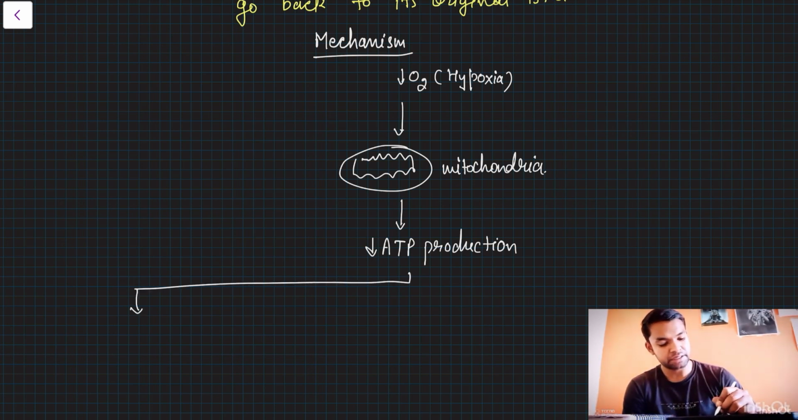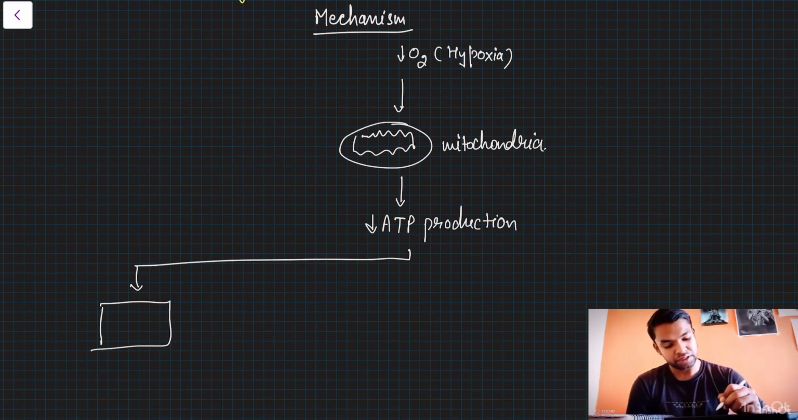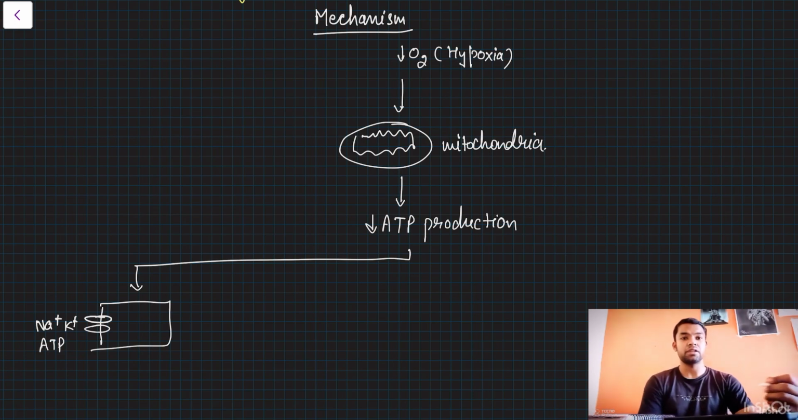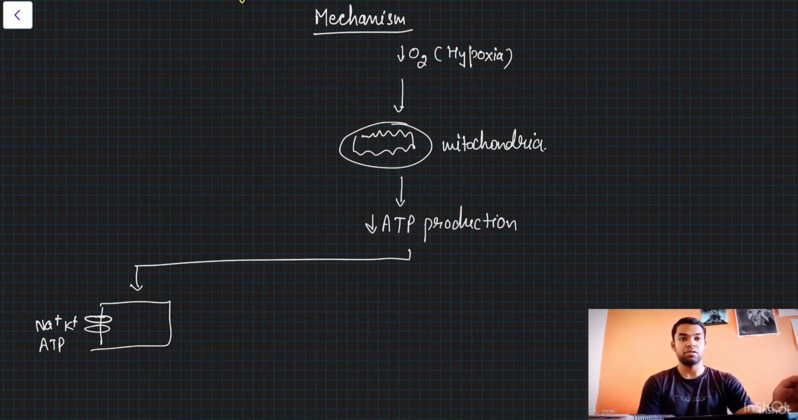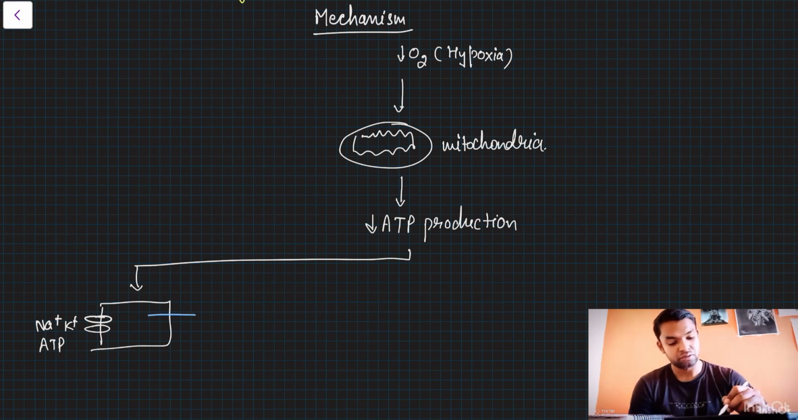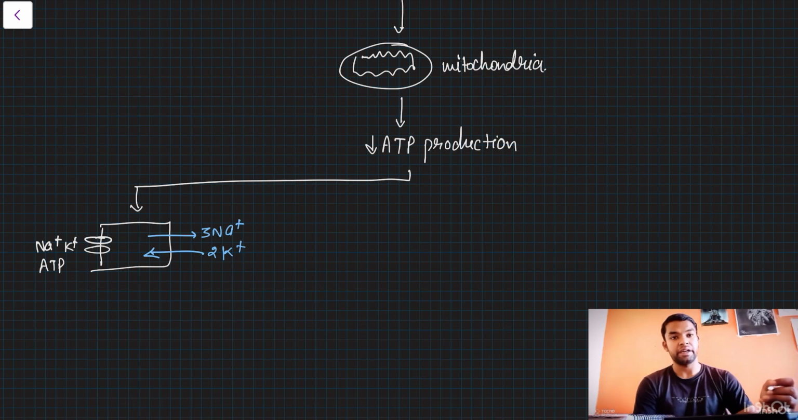The first condition is the sodium potassium ATPase pump. So, this is our sodium potassium ATPase pump. What is the functioning of the sodium potassium ATPase? Basically the functioning depends on the movement of sodium and potassium. It will throw out 3 sodium and take in potassium in exchange. So due to less production of ATP, what will happen? There will be less activity of the sodium potassium ATPase.